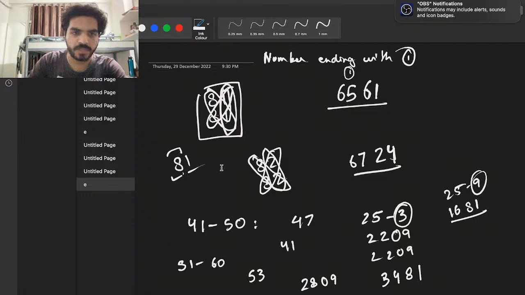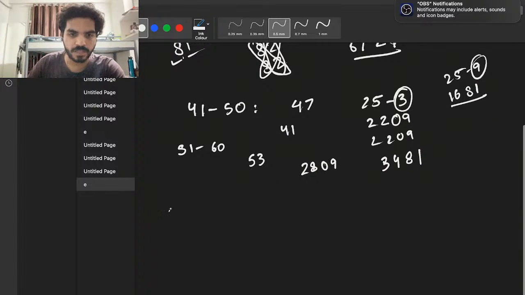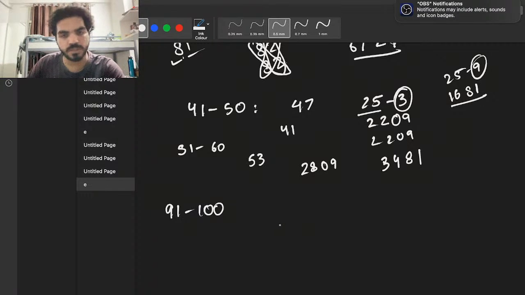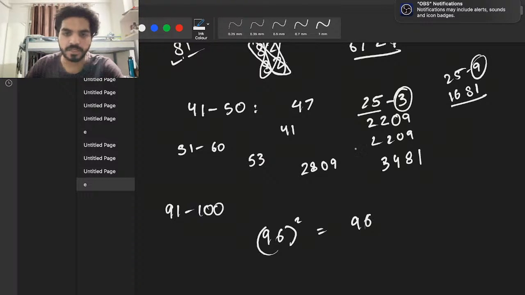But when we use the same logic with numbers between 91 to 100, there's some catch. Instead of using 25 this time, we will use 100 itself. Let me give an example. 96 square we need to find out. 96 is 4 less than 100. So we'll subtract 4 from 96. That will be 92, and we'll put 16 at the end. That is the square of 4.